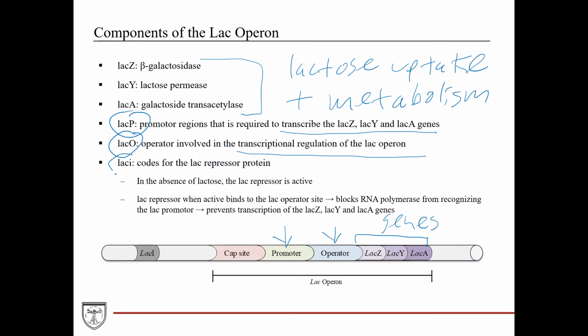Then you have this gene LAC-I, which is over here upstream. This codes for the Lac repressor protein. So what is the Lac repressor protein? In the absence of lactose, the Lac repressor is active. So this protein is active, and what happens is it comes over and binds to the operator site and blocks RNA polymerase. So if we had RNA polymerase here, RNA polymerase can't physically go down the gene and transcribe it, and thus prevents transcription of the LAC-Z, LAC-Y, and LAC-A genes.